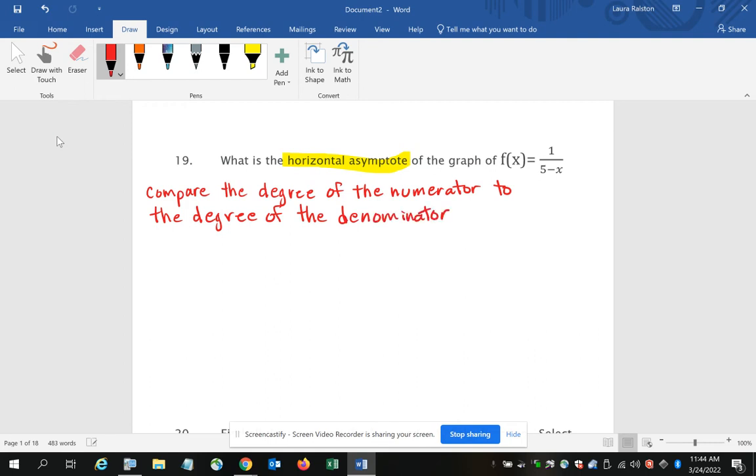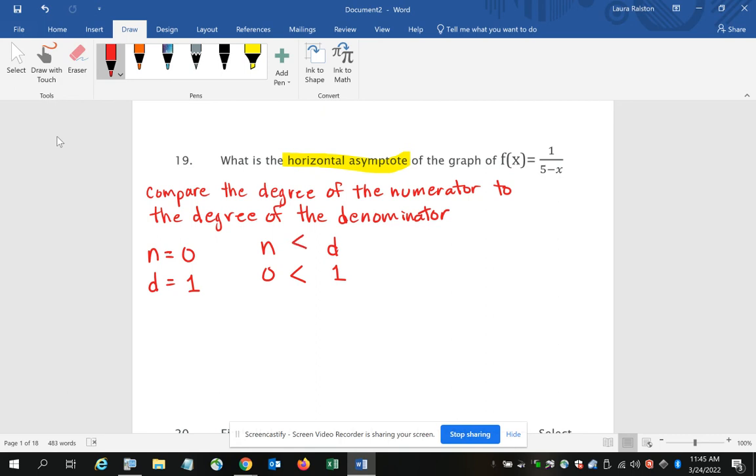Now the degree is the highest exponent on the variable. So looking at this function in the numerator, we have the value of 1. There's no variable, so the degree of the numerator is 0. For the denominator, the degree is 1. So comparing them, 0 compared to 1, 0 is less than 1, so the numerator is less than the denominator.